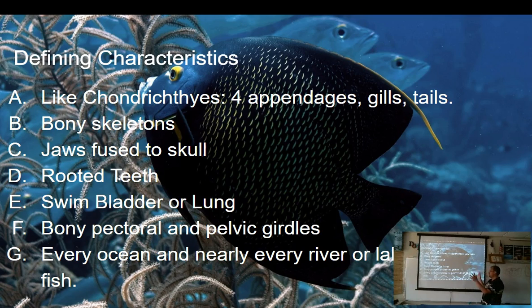Okay, global reach. They are everywhere that there's wetness. Every ocean and nearly every river or lake has bony fish. They are truly global. There are even bony fish way up high in Arctic lakes that are frozen for much of the year. There are fish that figure out how to live there. So they're all over the place.